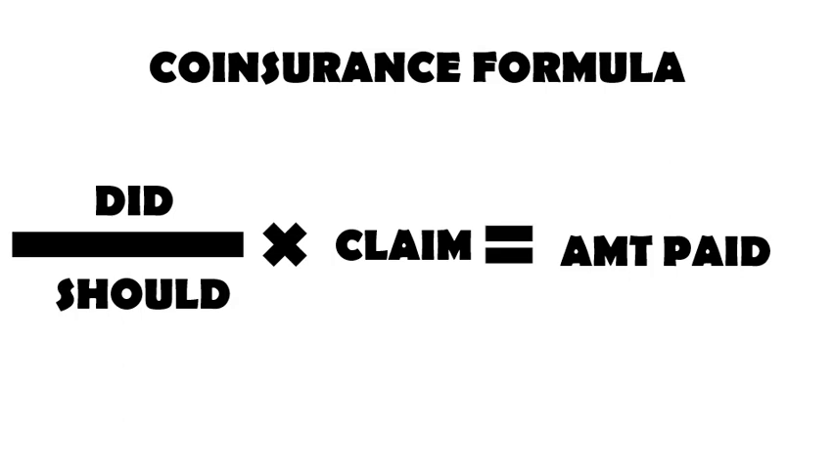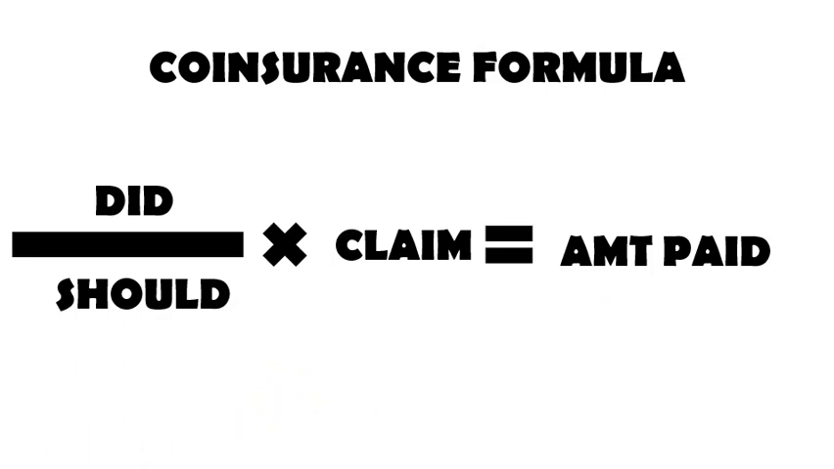The formula for coinsurance is did over should times the claim. What we did insure it for, over what we should have insured it for. We should have insured it for at least 80% of the replacement cost. And then we multiply it by the claim, which in this case is $60,000, and that will tell us how much of the claim the insurance company is going to pay.